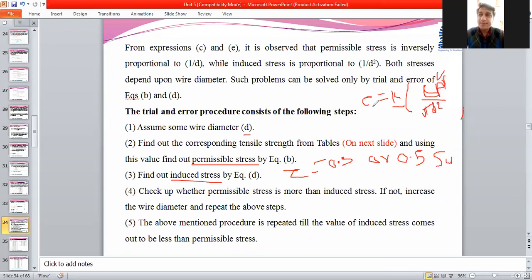Then by considering a suitable value of C, we are going to calculate D also. Then the K value is also calculated. And from the selected or assumed values, you are going to put them here and calculate the value of shear stress. We have to check in the next step whether this permissible shear stress is more than the induced one. Here you directly get the value of induced stress for the diameter D for the given applied load.